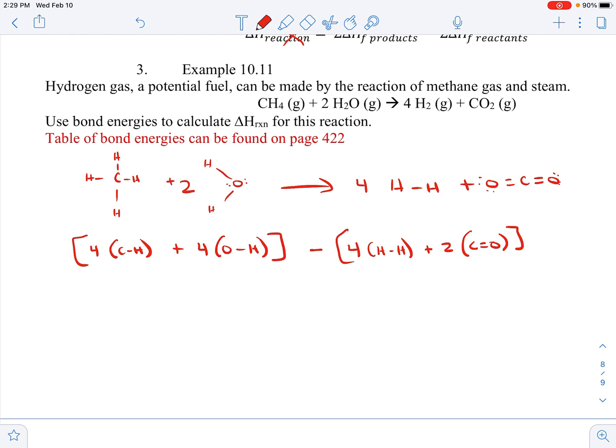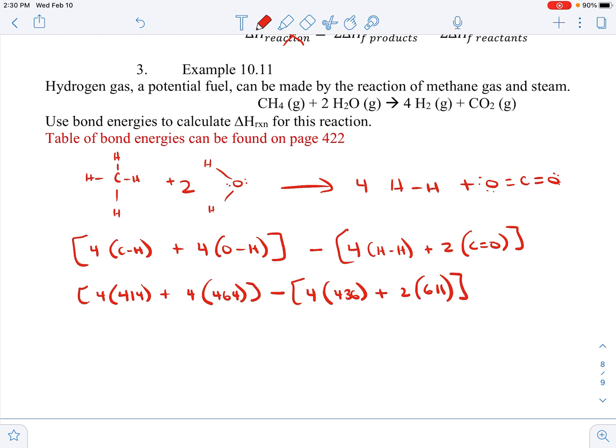All right, and then we just look at that handy-dandy chart and find each of these. So we've got 4 times CH, so we look for CH. There it is, 414. Plus, we've got 4 times OH, 464. Minus, we have 4 HHs, 436. And this next one's going to be a little bit stronger, right? Because it's a double bond. Remember, double bonds are a little bit stronger. And we have 2 at 611.